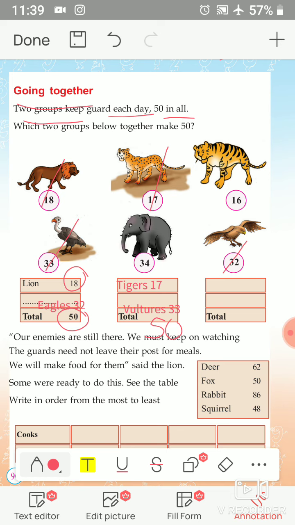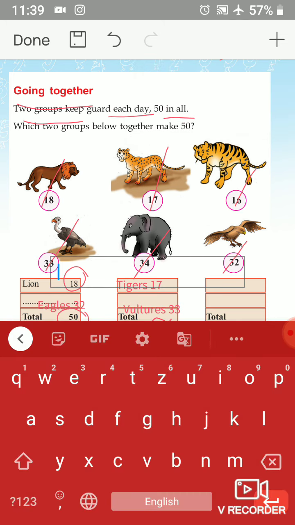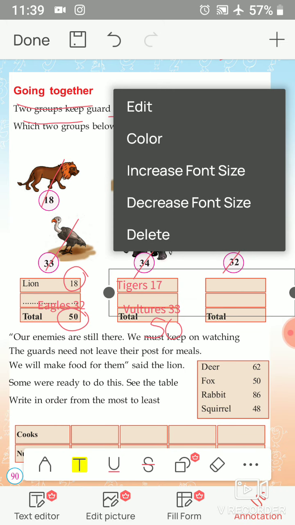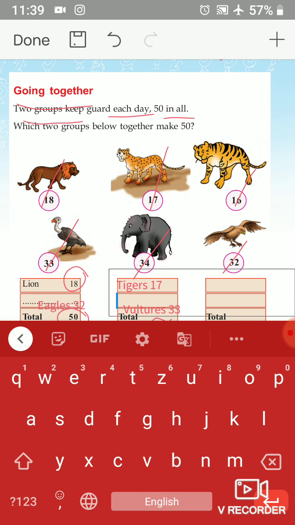Which one is remaining? Yes, 34 and 16. Look at this ones place number, 4 plus 6. 4 plus 6 is again 10. Okay, then we can write here. Sorry, here we made a mistake. Edit. That is 17 leopards, not 17 tigers. Okay, 17 leopards.